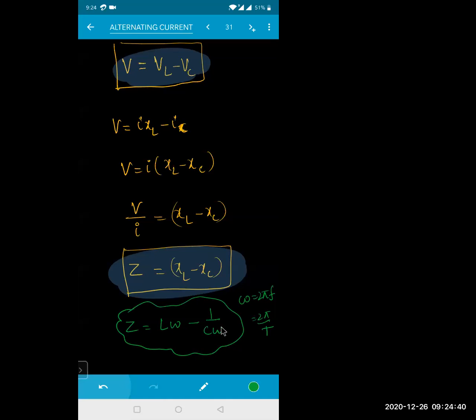Now, what is the phase? What will be the phase? Can anyone tell me what will be the phase? XL minus XC. What will the phase difference be?